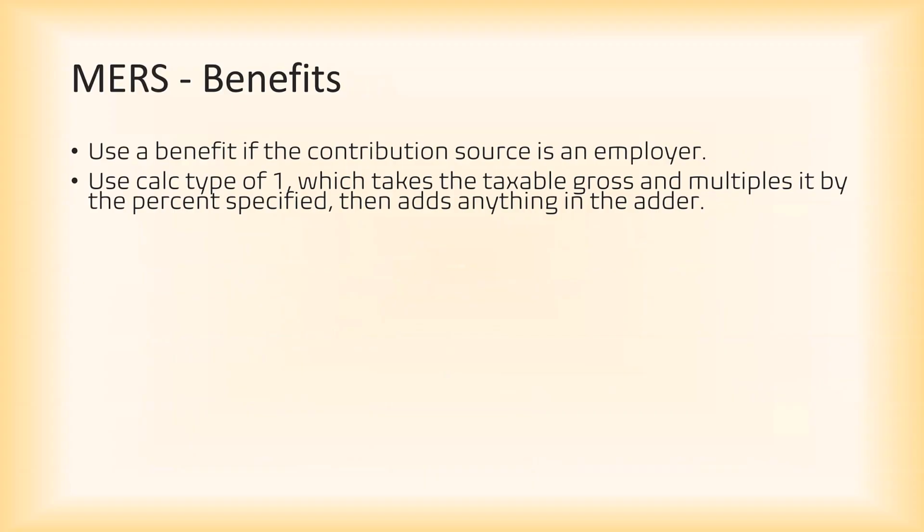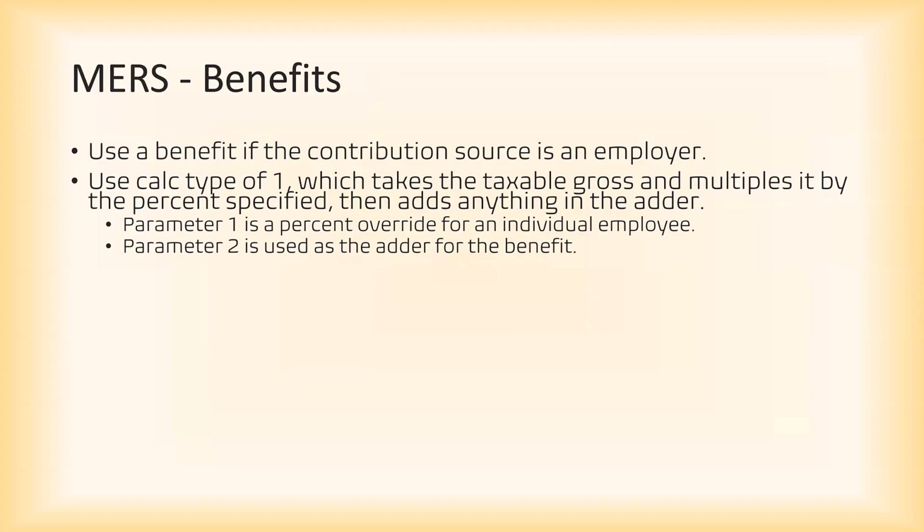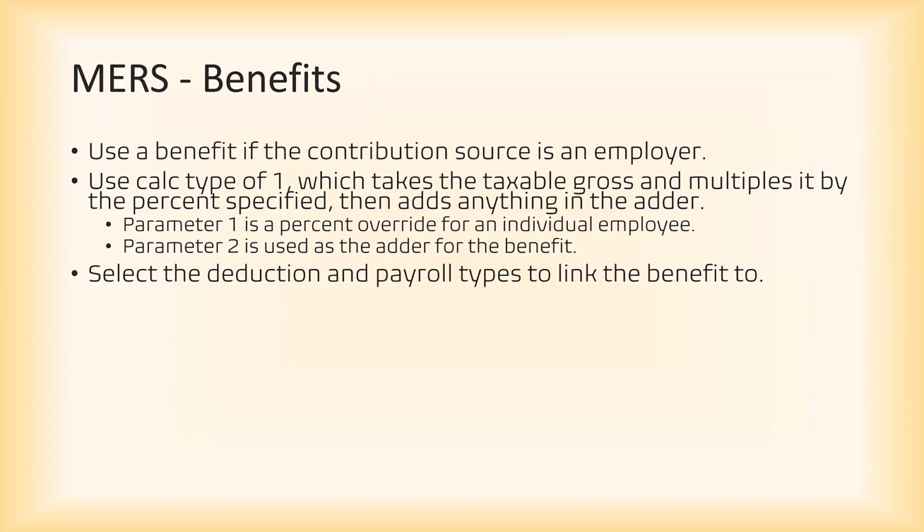In benefits, you probably want to use calc type of 1, which takes the taxable gross and multiplies it by the percent specified, then adds anything in the adder. And then param for a benefit, you specify in the benefit settings the parameter. But then in employee comp package, you can override that parameter, the percent in parameter 1. And then param 2 is used as the adder for the benefit.